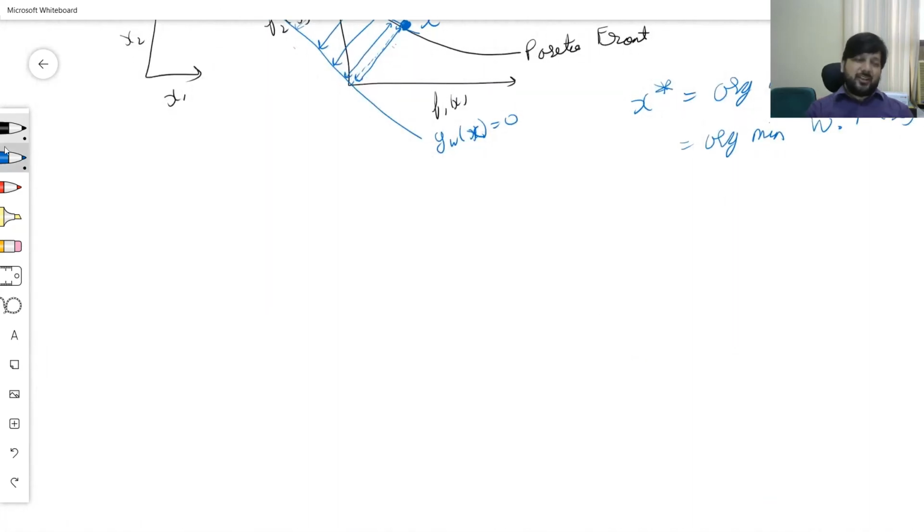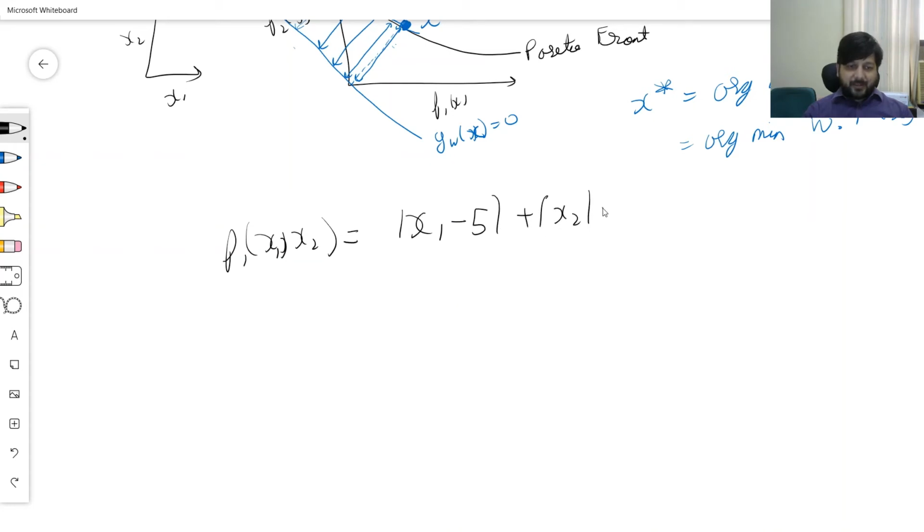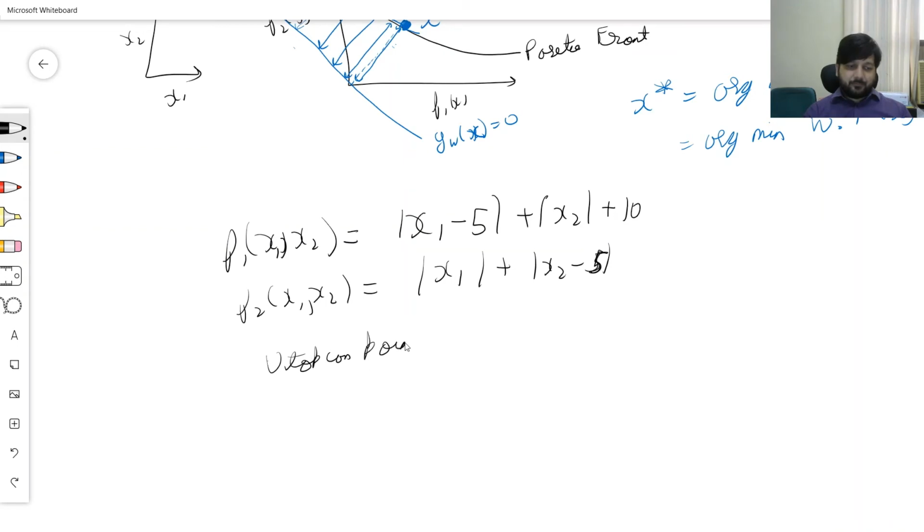And that small change is, imagine two objective functions. So f1(x1, x2) is equal to (x1 minus 5) plus (x2 plus 10), and f2(x1, x2) is equal to x1 plus x2 minus 5. So let's take these two objective functions. The utopian point is the minimum over all x of f1(x), comma, the minimum over all x of f2(x).